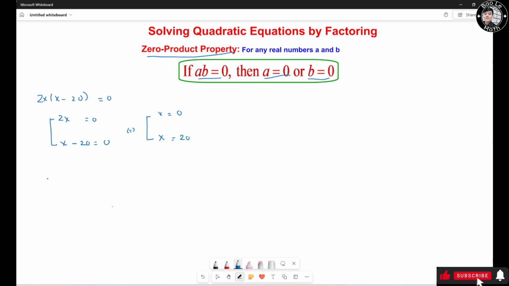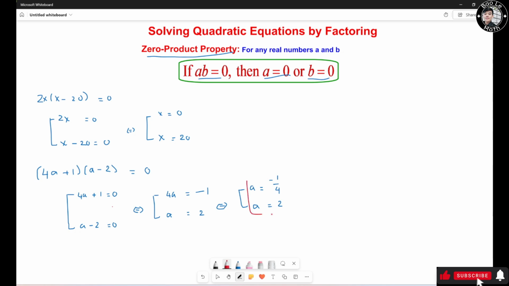Alright, let's take a look at the next example. For example, if you need to solve 4a plus 1 times a minus 2 equals 0. So this turns out to be 4a plus 1 equals 0 or a minus 2 equals 0. Then either 4a equals negative 1, because you need to subtract 1 from both sides, and for this one you add 2 to both sides, so a equals 2. One more step: divide both sides by 4, so a equals negative 1/4. And this one you just rewrite. So you have two solutions right here.